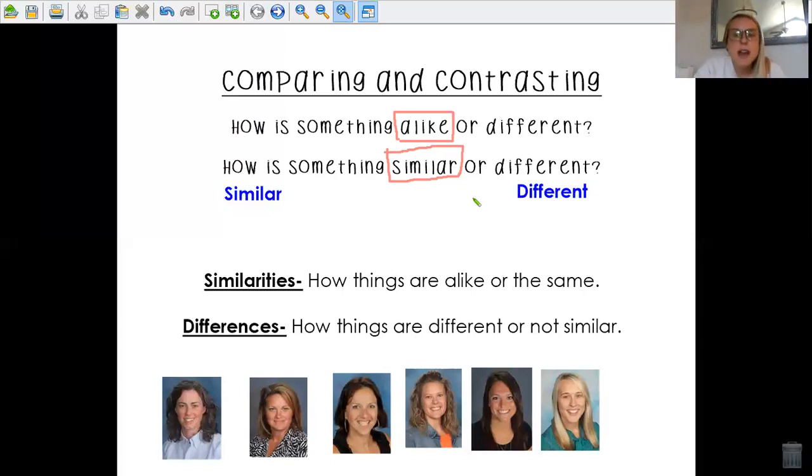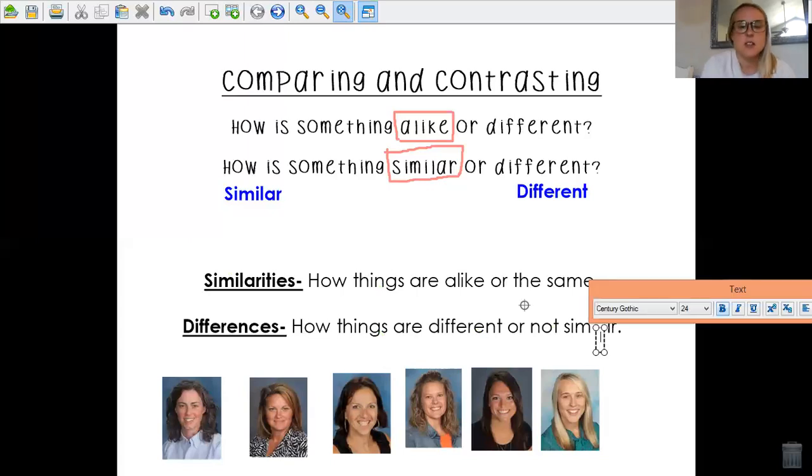Okay? And then right underneath that, we're going to write our definitions. So similarities are how things are alike or the same, and differences are how things are different or not similar. Or you could even put, ooh, I should have added this, not alike. How things are not similar, how things are different, or how they're not alike.